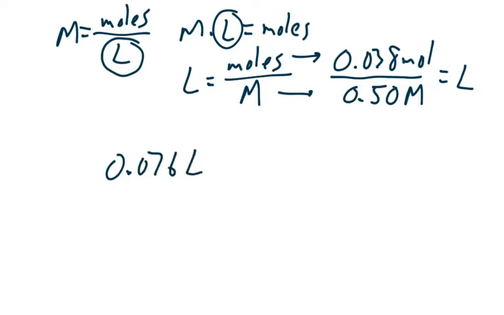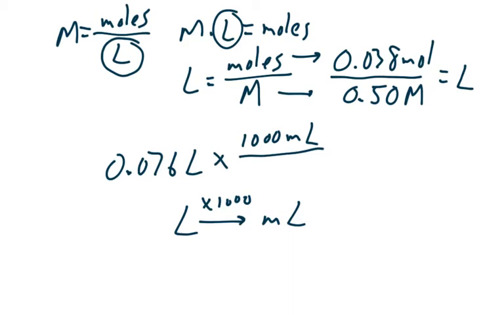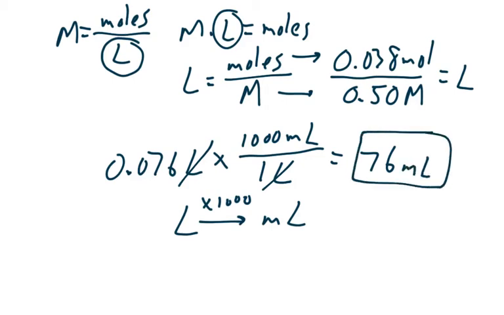But they don't want the answer in liters. We need the answer in milliliters. So to go from liters to milliliters, you multiply by 1,000. I'll go ahead and set it up using dimensional analysis. It'll be 1,000 milliliters in 1 liter, which means we're going to multiply by 1,000. And when we round this number to 2 significant digits, it ends up being 76 milliliters.